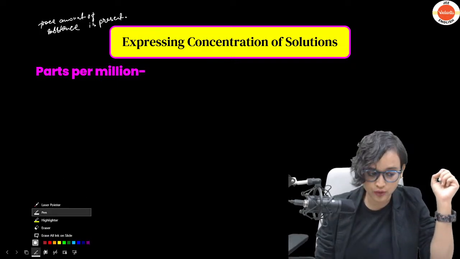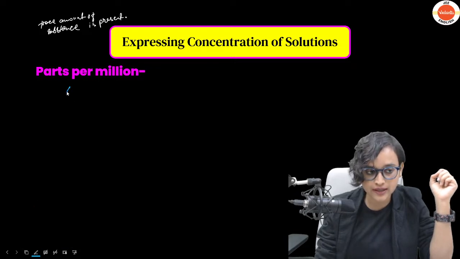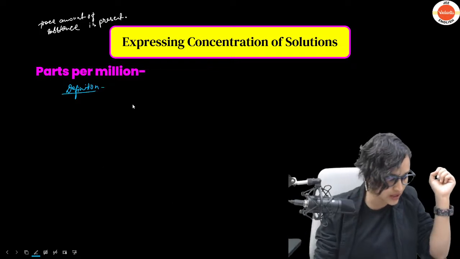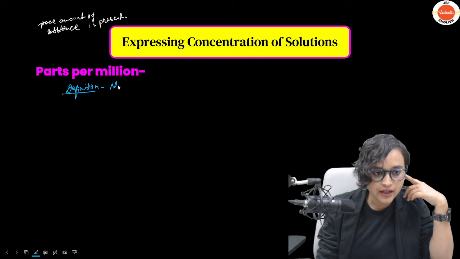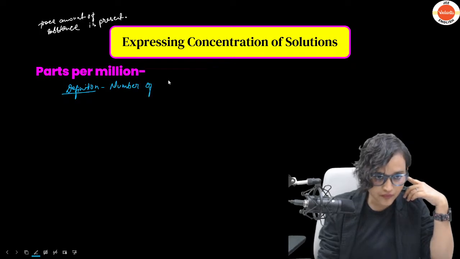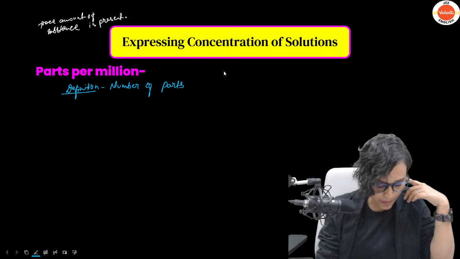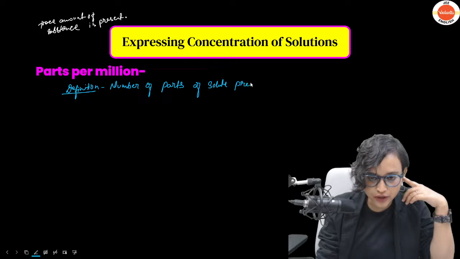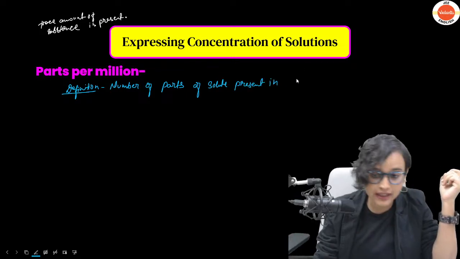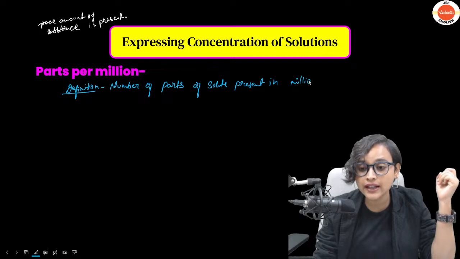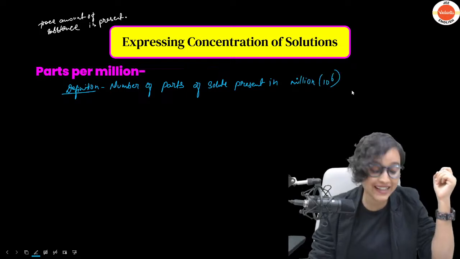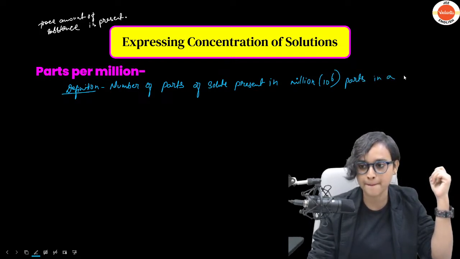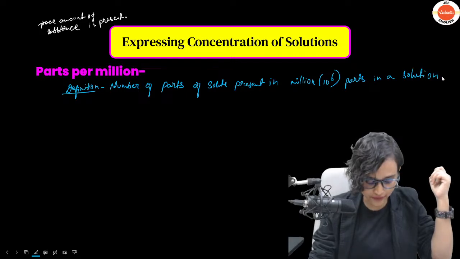So what is the definition going to be then? The definition, my dear student, is going to be, let's write it down here. It is number of parts of solute present in million, 10 to the power 6, million parts in a solution. Getting my point, everybody?